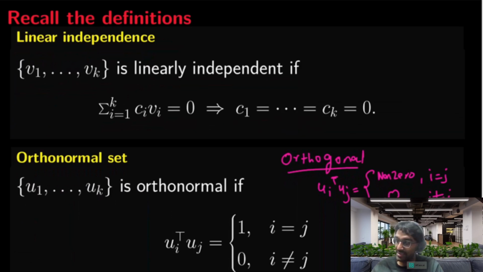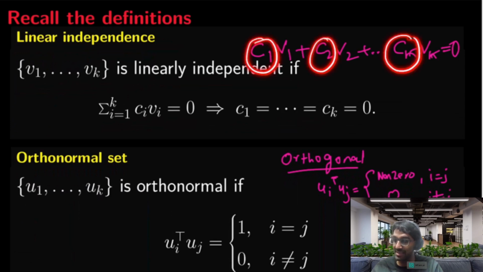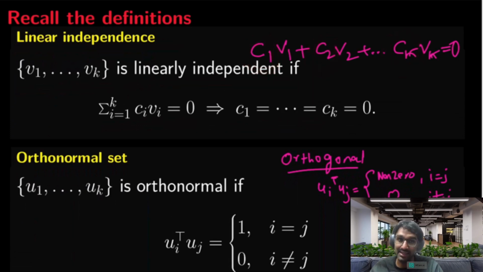So it means that we first take a linear combination of the k vectors. So it becomes C1 V1 plus C2 V2 plus dot dot dot Ck Vk. And we equate it with 0. We equate the linear combination with 0. And if and only if we get all the coefficients C1, C2, Ck as 0, then we say that the set is linearly independent. So that is linear independence.